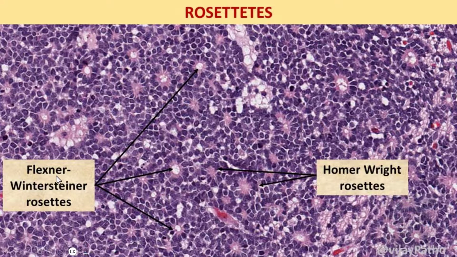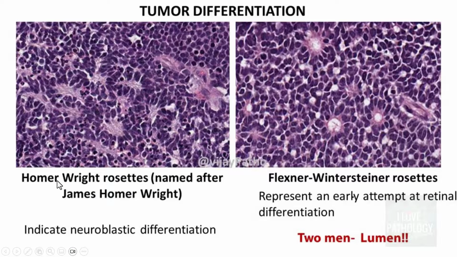The most common ones are the Flexner-Wintersteiner rosettes. Okay, based on these two individuals. Remember, two men and you have lumen. Okay, so these rosettes have a central lumen, whereas another kind of rosette is the Homer Wright rosette. Homer Wright is a single person, that's why there is no hyphen there. Okay, so Homer Wright rosettes, which are named after James Homer Wright, indicate neuroblastic differentiation. Okay, you don't find a lumen here.